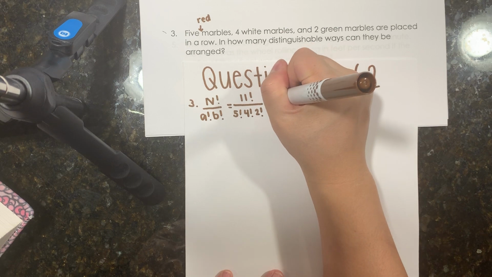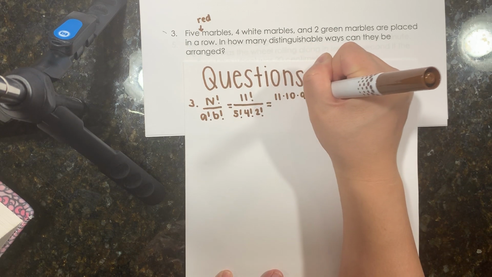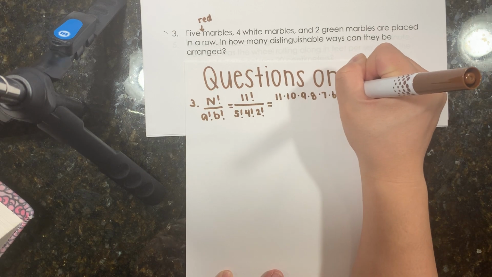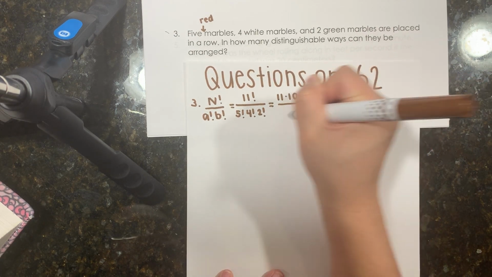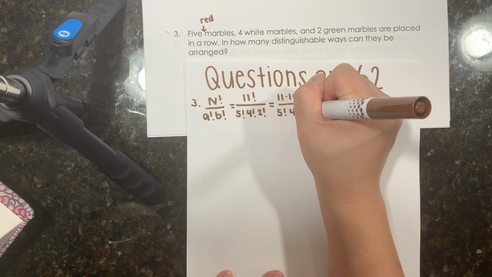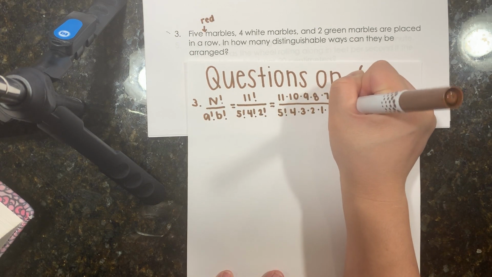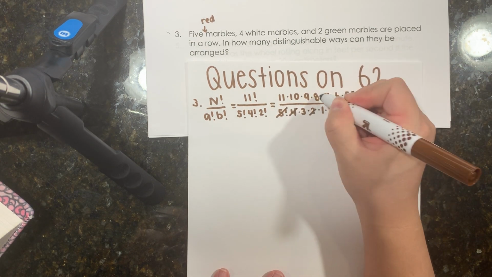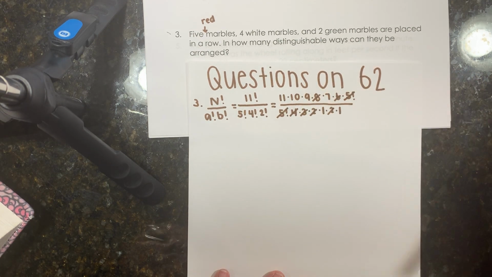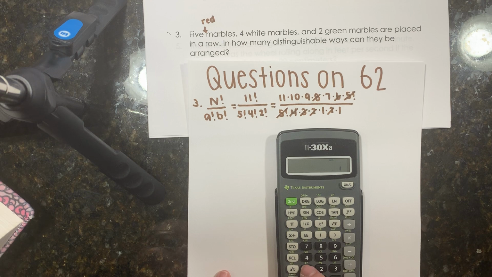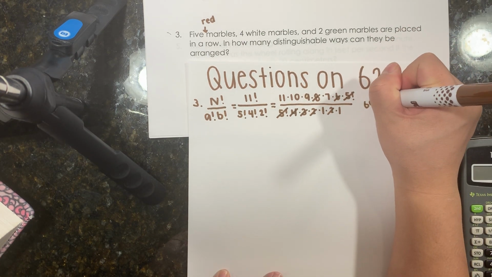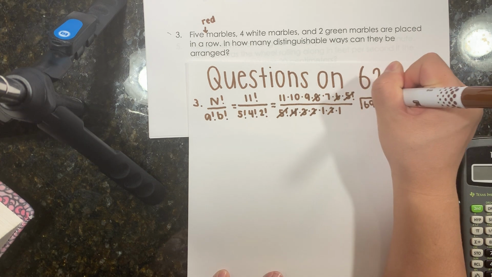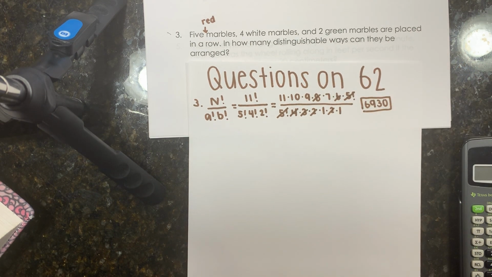Now when I multiply this out, I'm going to do 11, 10, 9, 8, 7, 6, and then 5 factorial. I'm going to have 5 factorial, 4, 3, 2, 1, and then 2 and 1. So the 5 factorials are going to cancel. Then I have 4 times 2, which is 8, and 3 times 2, which is 6. So when you multiply it out, we can just do 11 times 10 times 9 times 7, which will give us 6,930 as your result. So distinguishable permutations, that's the formula for that.